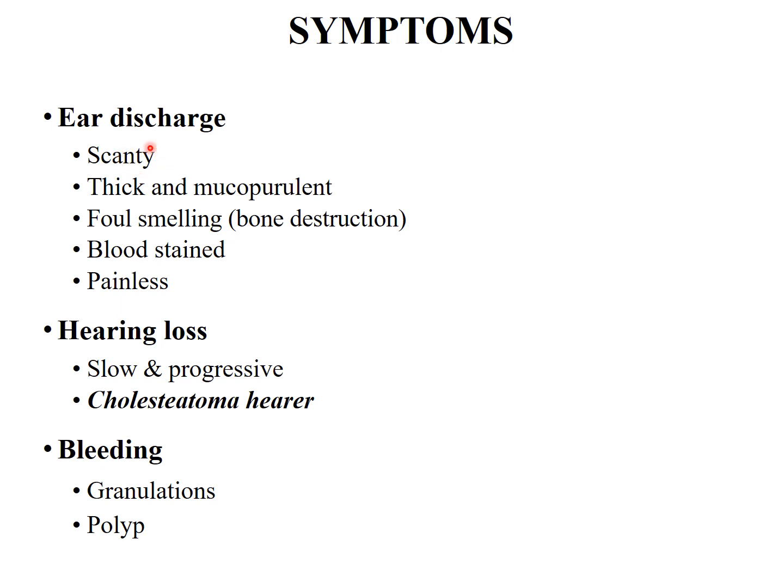So the discharge will be scanty, thick and mucopurulent. The most important thing is that it is very foul smelling. The foul smell is due to bone destruction through enzymes, and there is a very peculiar smell of atticoantral disease. The discharge may sometimes be blood stained, but it is usually painless. If pain is present in tubotympanic disease, it is usually due to otitis externa, but in these conditions the pain usually points towards a complication.